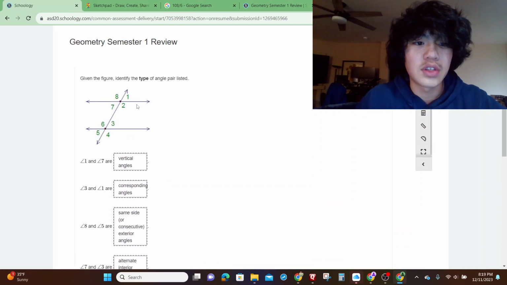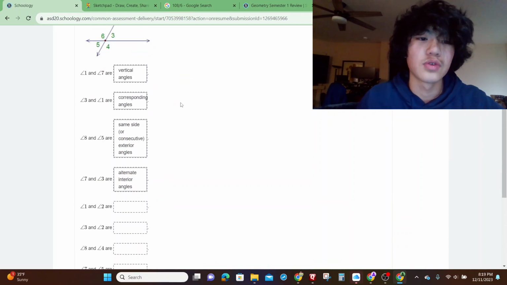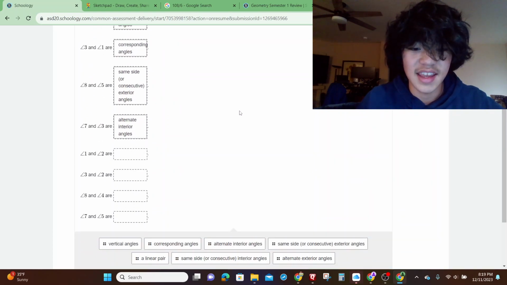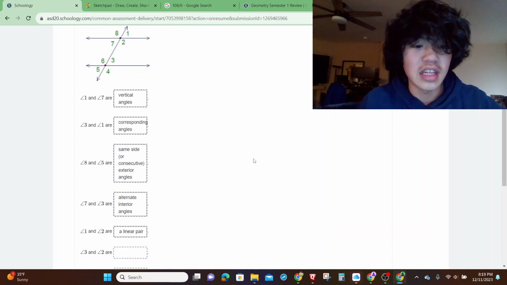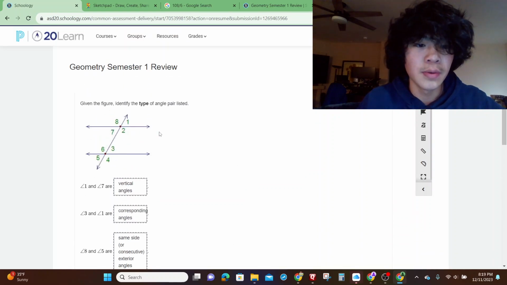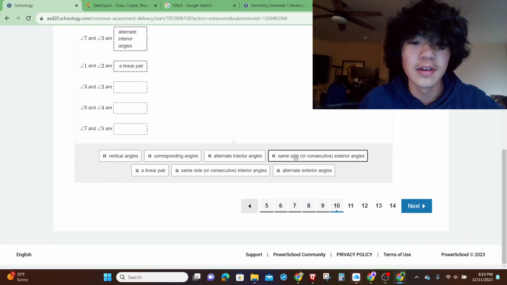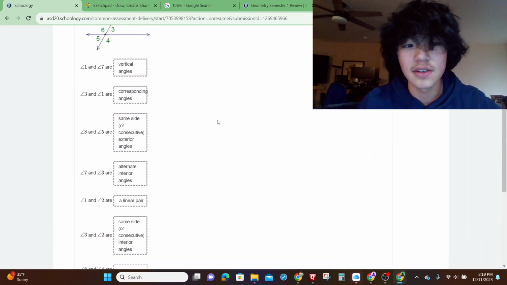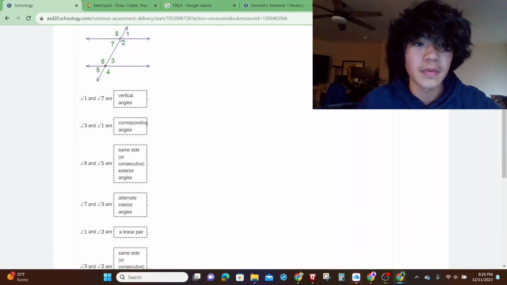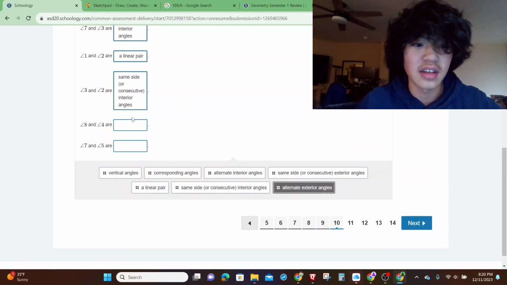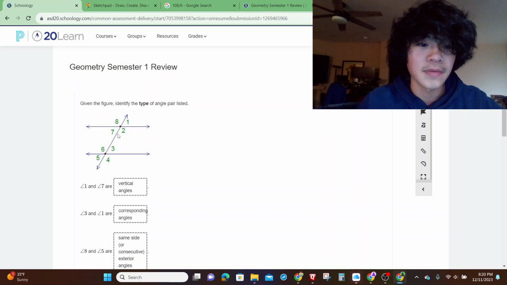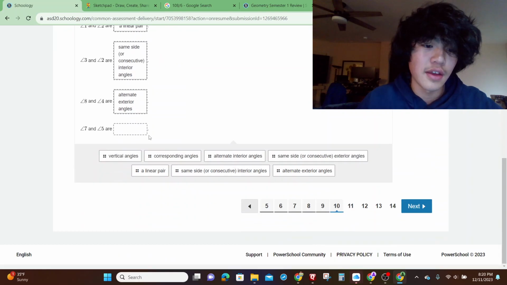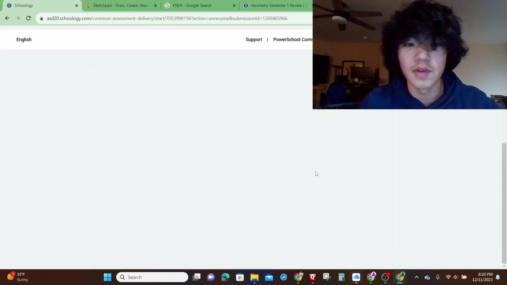And then let's look at 1 and 2. Those are vertical angles, or not vertical angles, my mistake. They're a linear pair because they add up to 180. Now 3 and 2 are same side and they're on the interior, so obviously same side interior. And we got 8 and 4, which are on the exterior, but they're on alternate sides. So alternate exterior. And lastly, but not least, 7 and 5, one's on the inside, one's on the outside. They're on the same side. Therefore, they are corresponding. Let's move on.